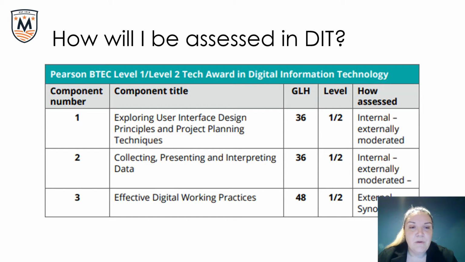Component 3 is an exam-based assessment, and it's done at the end of the course. So it's a synoptic assessment that covers all of the different topics, and that is worth 40% of your grade. So coursework makes up 60% of your grade and will be done in class and is more practical, and the exam at the end of the course is worth 40% of your final grade.